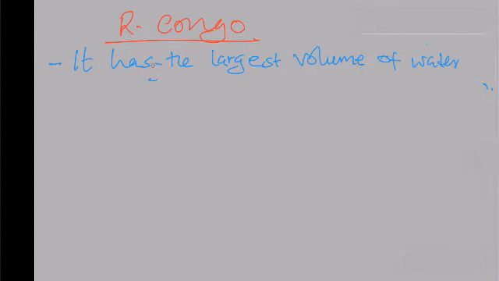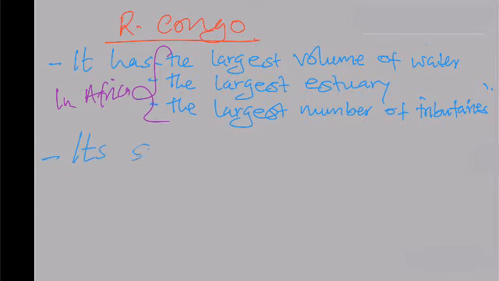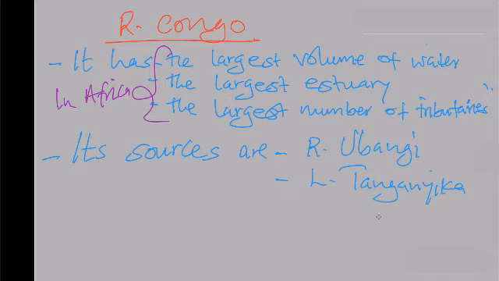It's also the river with the largest estuary and also with the largest number of tributaries of all the rivers in Africa. We also note that Congo River has two major sources, that is Ubangi River, and another source is Lake Tanganyika. So that is to mean that River Congo is an outlet of Lake Tanganyika.